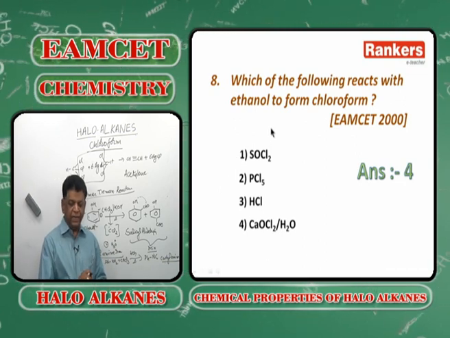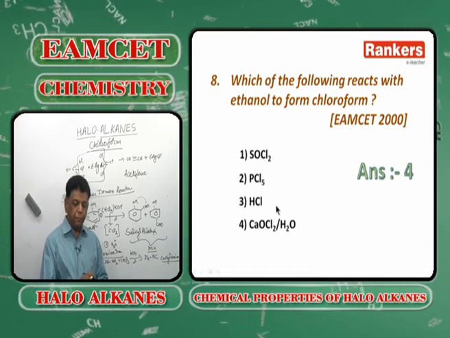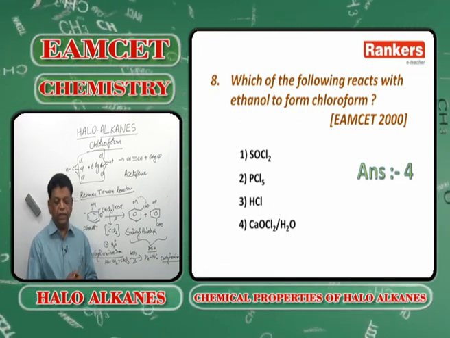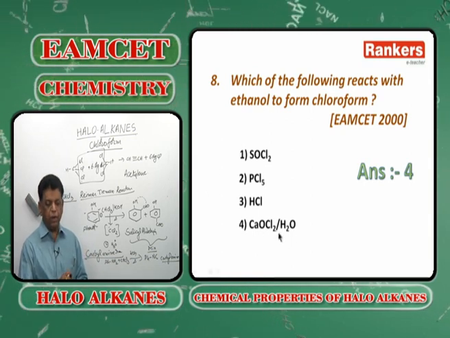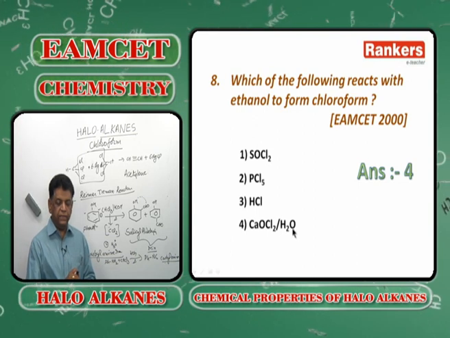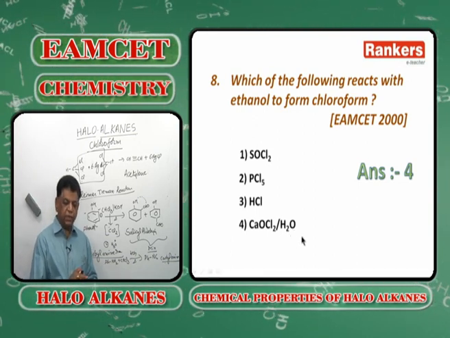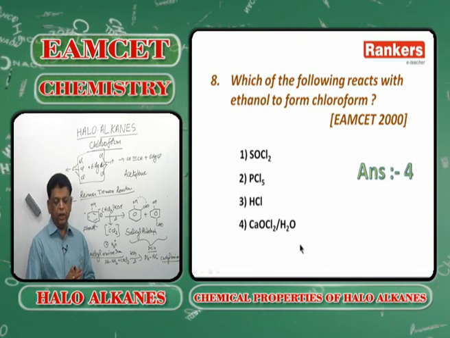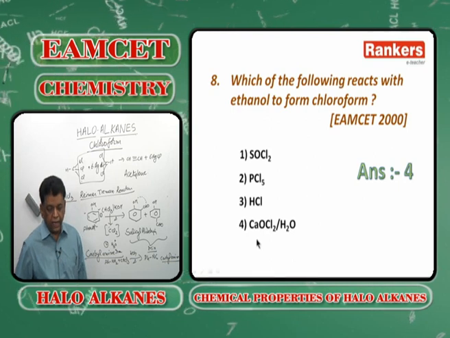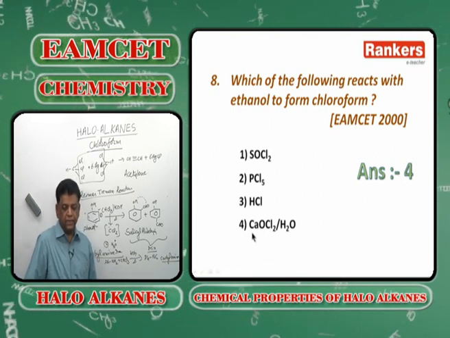The third reaction, HCl, actually only HCl will not react. HCl and zinc chloride, if added, ethanol may undergo halogenation. But the last one, you see, calcium oxychloride and water, is one which first generates chlorine. That chlorine oxidizes the ethanol into ethanal, subsequently trichloro ethanal, and then it is hydrolyzed to give the chloroform. So therefore, the last answer is the right answer.